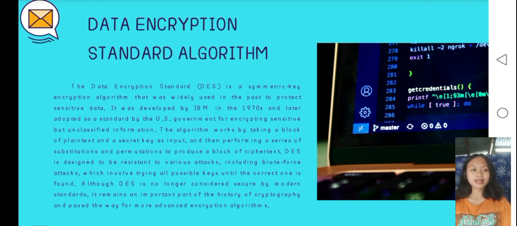The algorithm works by taking a block of plaintext and a secret key as input and then performing a series of substitutions and permutations to produce a block of ciphertext. DES is vulnerable to brute force attacks, which involve trying all possible keys until the correct one is found, and it is no longer considered secure by modern standards. It remains an important part of the history of cryptography and paved the way for more advanced encryption algorithms.